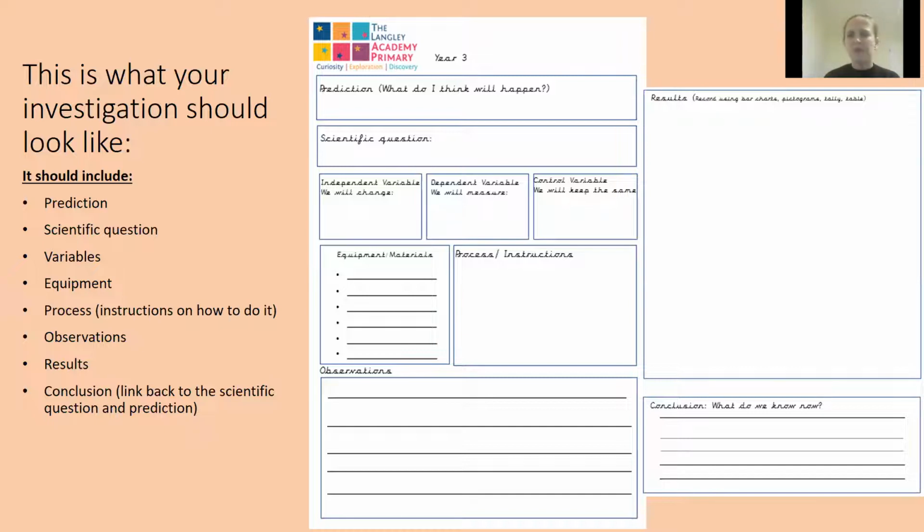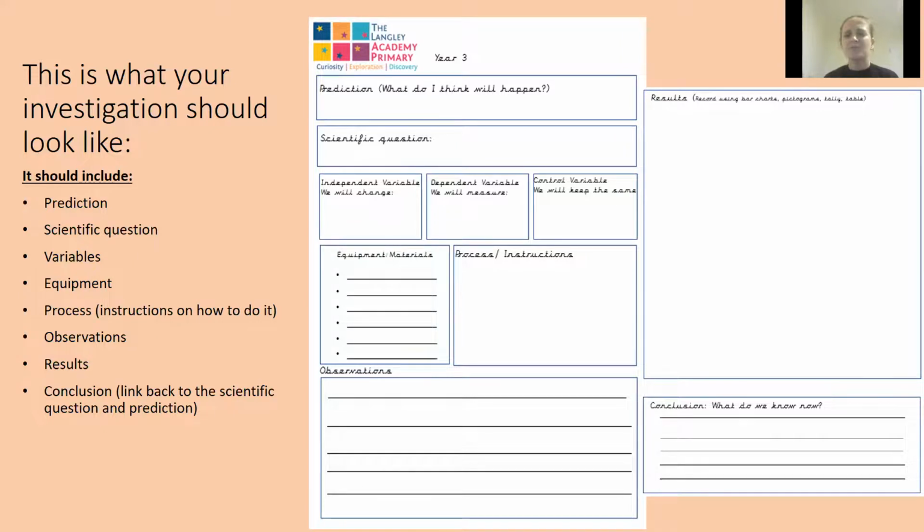So a prediction could be something like, I think that all metals are magnetic, or I think that only the silver metals will be magnetic. So that is a prediction. I think this is going to happen in my investigation. My scientific question would be the question that we state. So it would be something like, are all metals magnetic? It would be a question that we are asking.